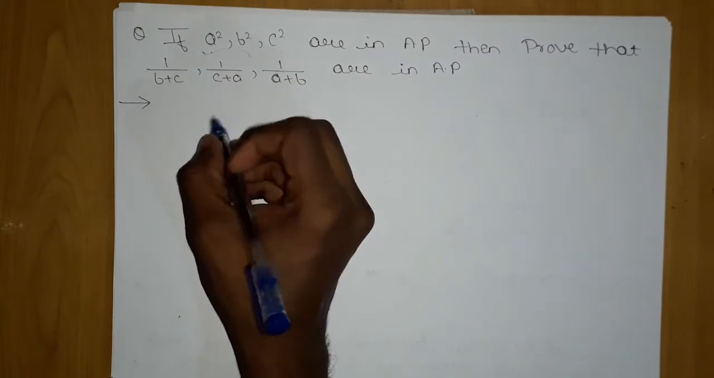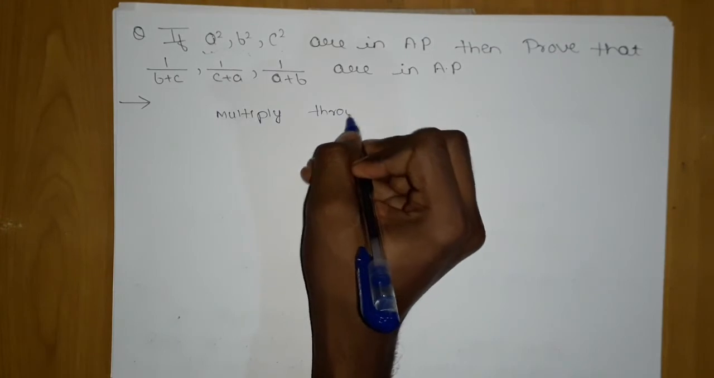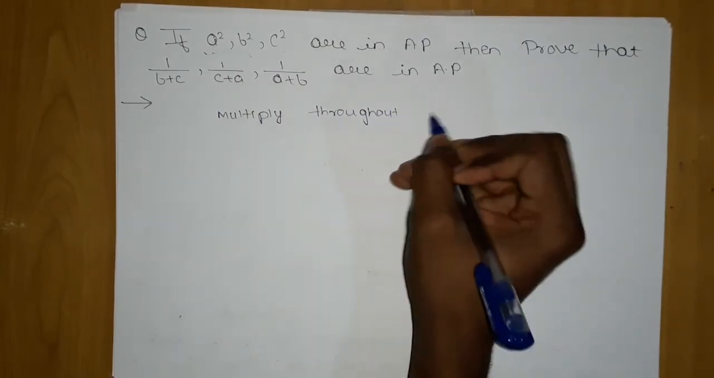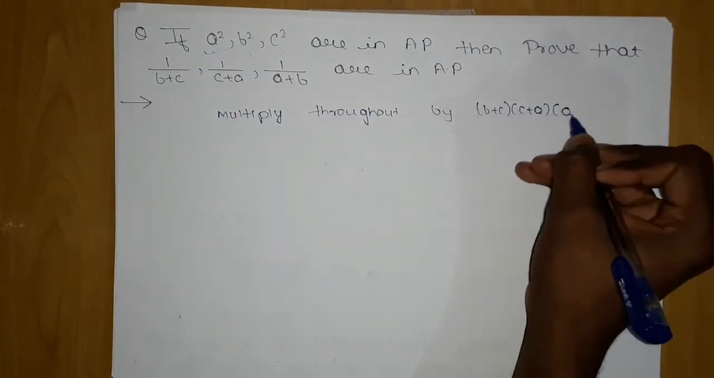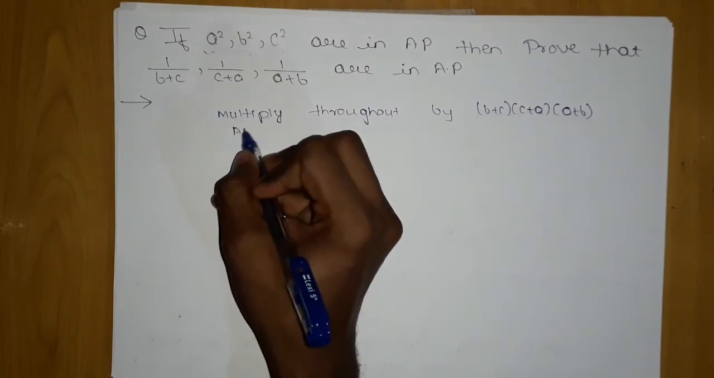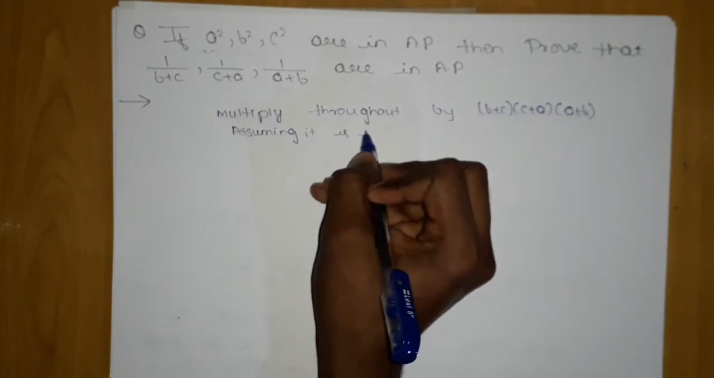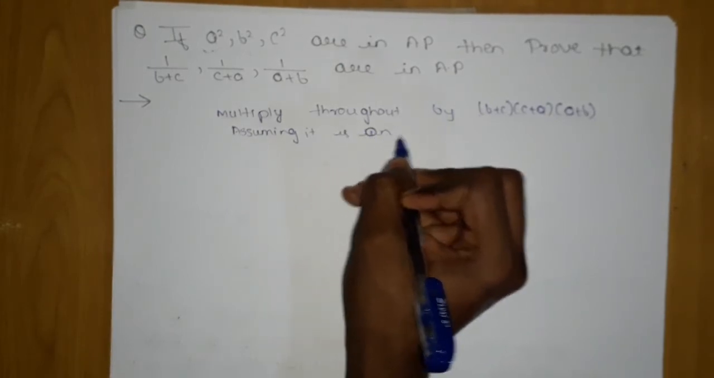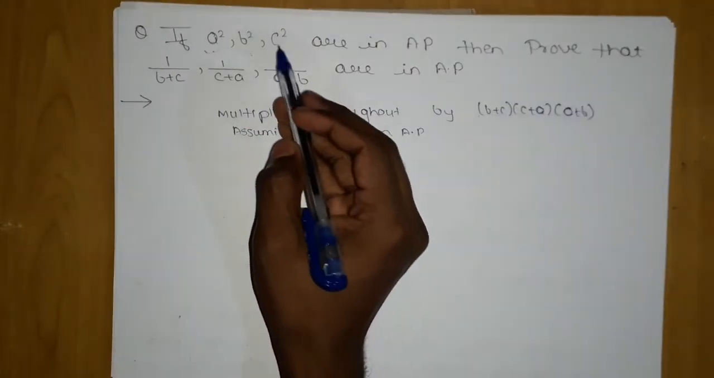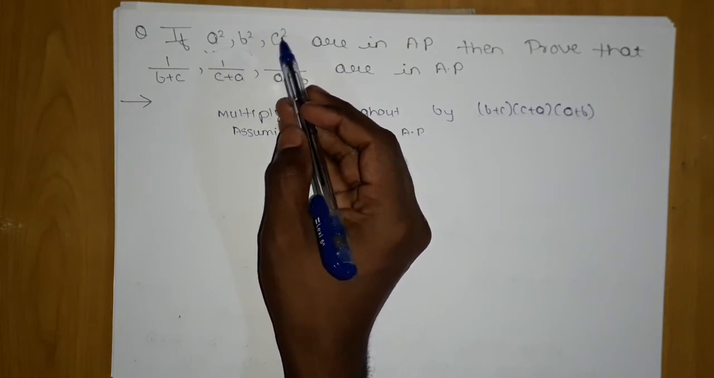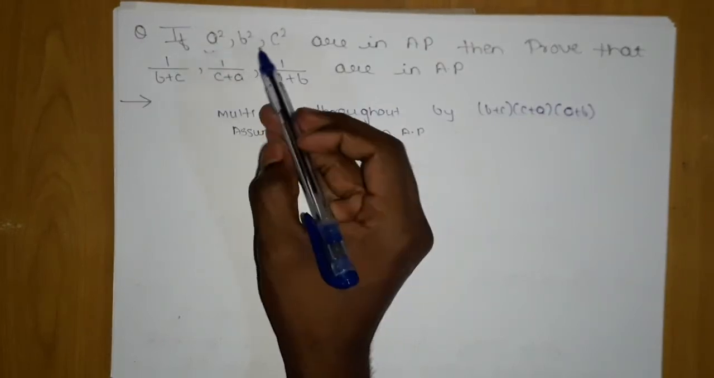So what we can do is multiply throughout by (b plus c) into (c plus a) into (a plus b), assuming that it is an AP. If I get some hint from here, then I can apply those hints here, and then we will see whether it comes. Applying those hints, does this convert into this or not? We cannot directly click from here.